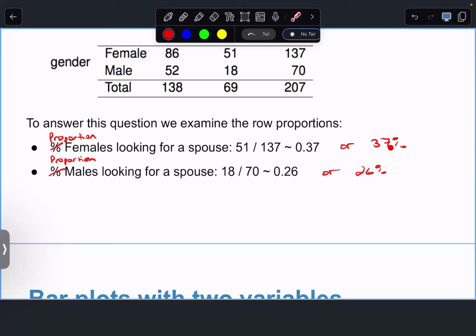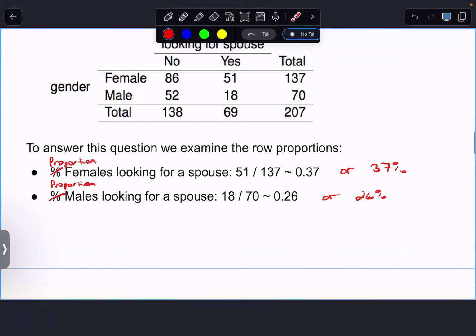And so this is where it gets a little bit tricky. My gut says that, yeah, 26 is quite far from 37. So I would conclude that, yeah, there's probably a relationship here, right? The gender determines the probability of looking for a spouse. I think it would have been funnier if she had flipped them, but maybe that's up to me.